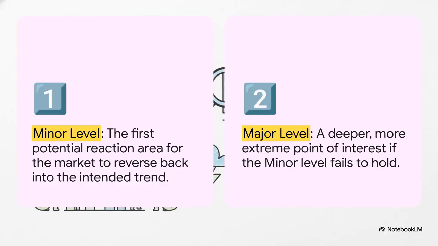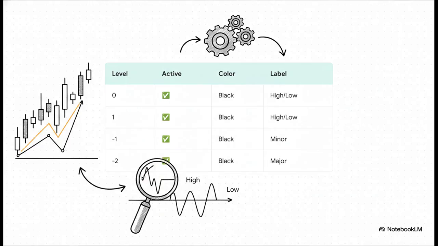Think of the minor level as the first potential stop where the market might turn around and get back on track. If it blows past that, the major level is that deeper, more extreme area of interest we'd be watching. Okay, here are the exact settings you'll need to plug in. Our source gives these specific parameters to get the tool working just right. This is a good spot to hit pause and get this configured in your own charting software.